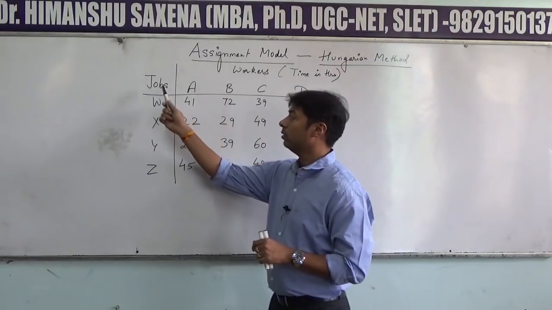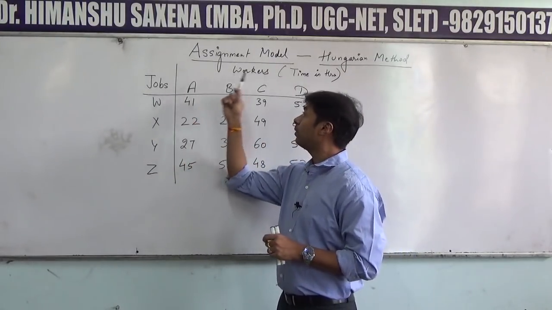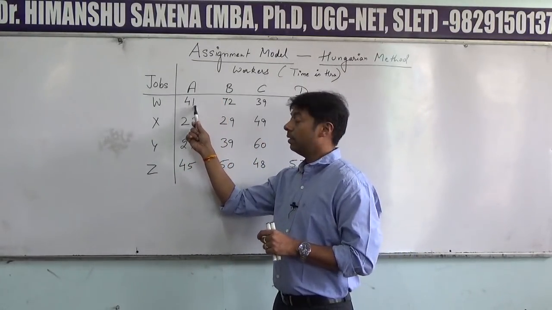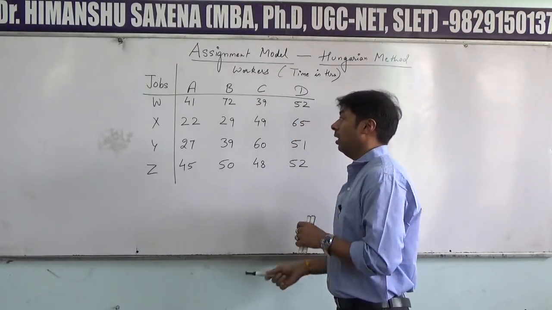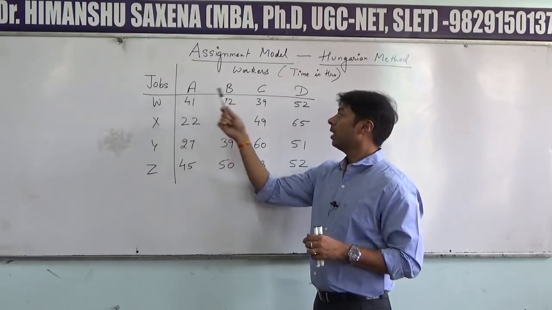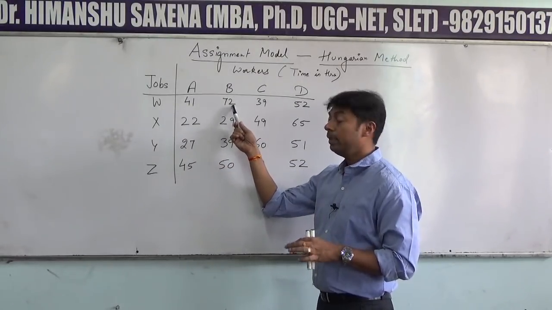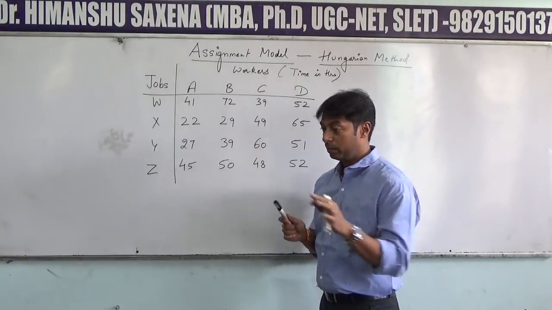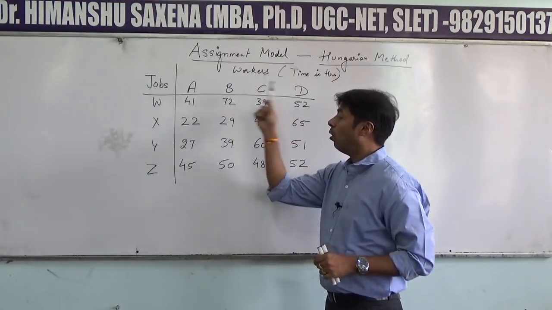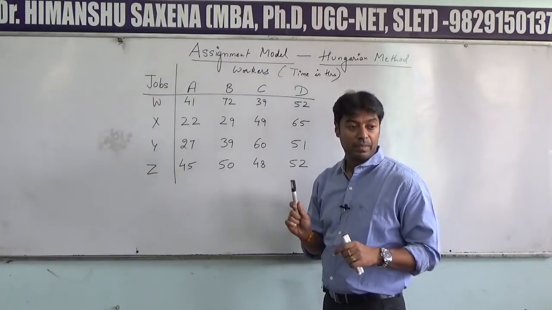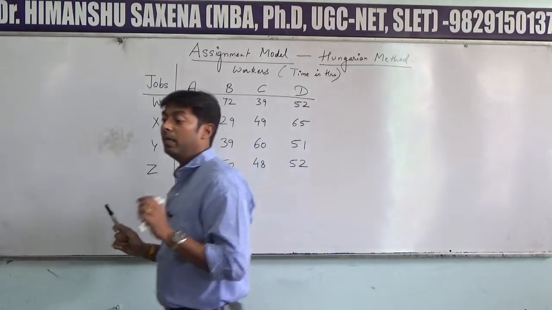Now suppose job W is performed by worker A. The time that he will take is approximately 41 hours. If the same job W is done by worker B, he takes 72 hours to perform this particular job, and so on. All these values are representing time in hours.